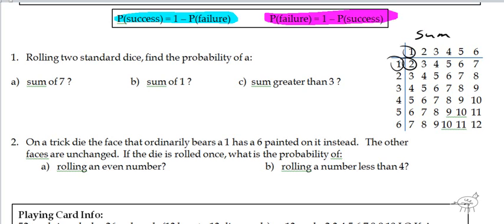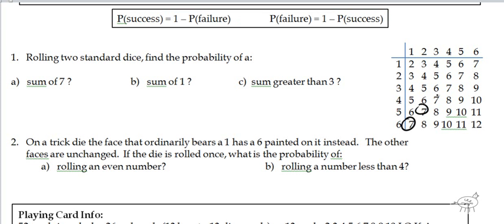If I say what's the probability of getting a sum of 7, let's clear some of this out here, I get 1, 2, 3, 4, 5. There's 6 ways to do it. So it's 6 successes. And how many total outcomes do I have? Well, it's 6 times 6, which is 36. So 6 out of 36, which is 1/6. That's the probability of getting a sum of 7.